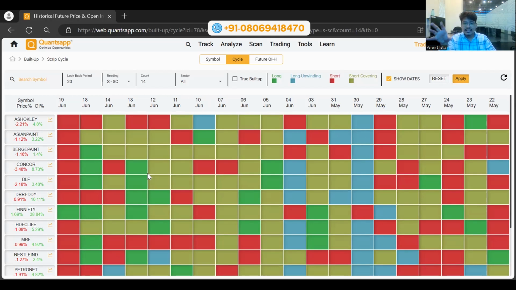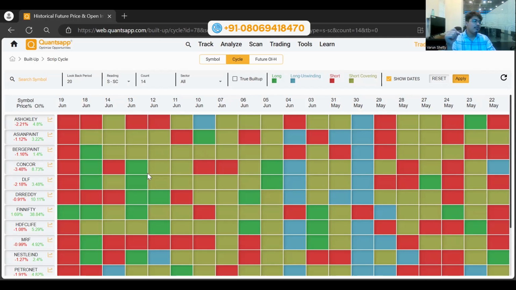Right? So that is the concept of buildup. I'll just recap once. So buildup is nothing but a trend verification method. It is used based on futures price and futures open interest. And inside Quantsapp, we have a tool that will help you filter stocks. Okay. How do you filter stocks? You select a look back period of 20 days, right? You set the reading as long unwinding, or short and short covering. You set the count to 14. Okay. Then you can just click apply.